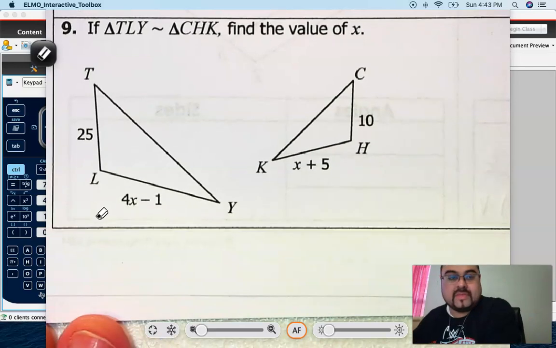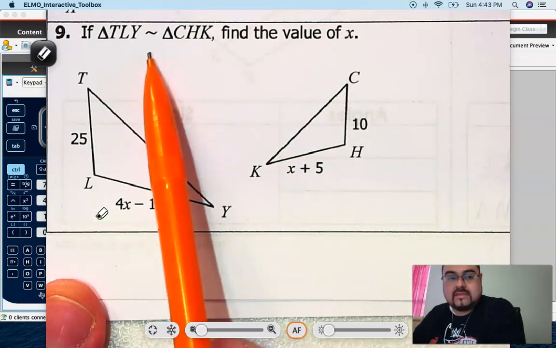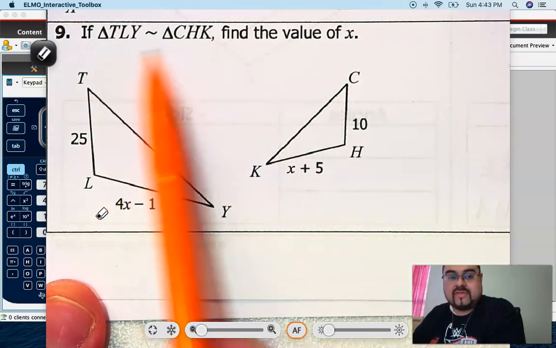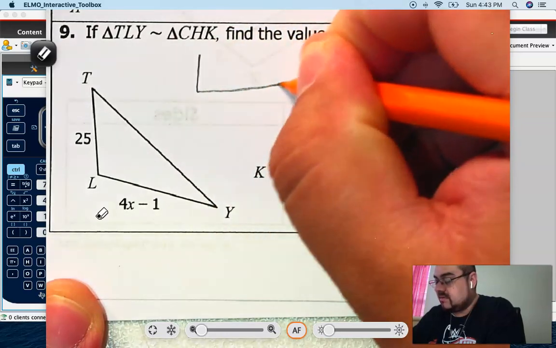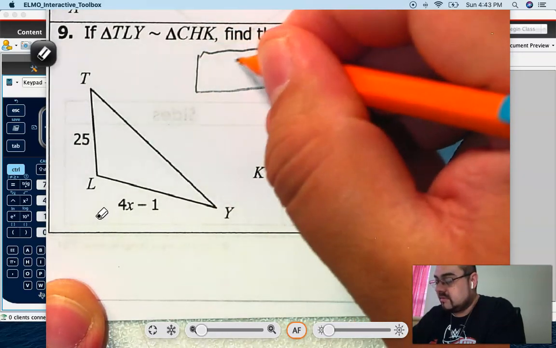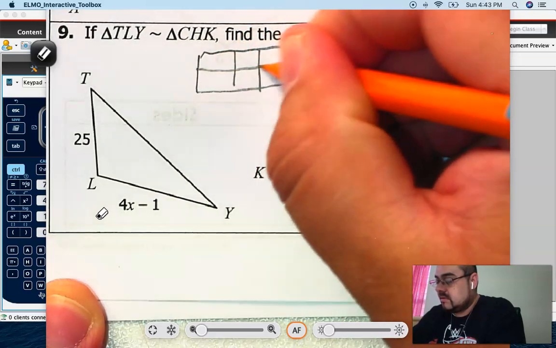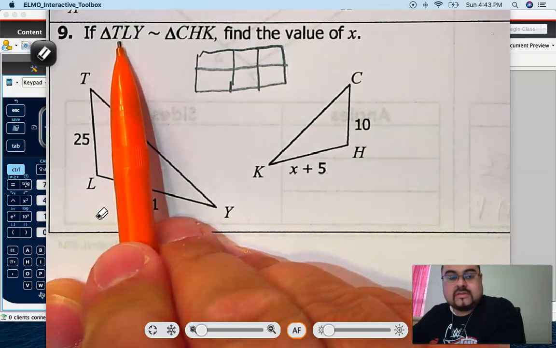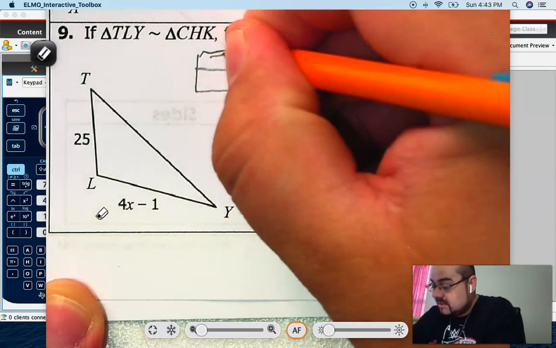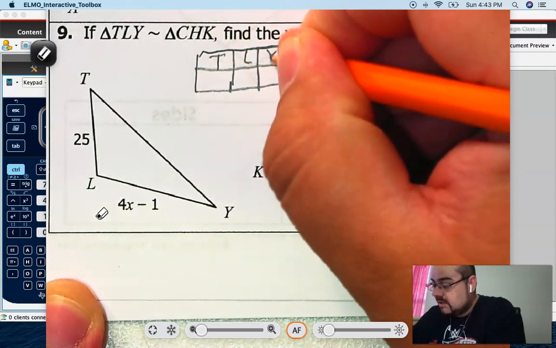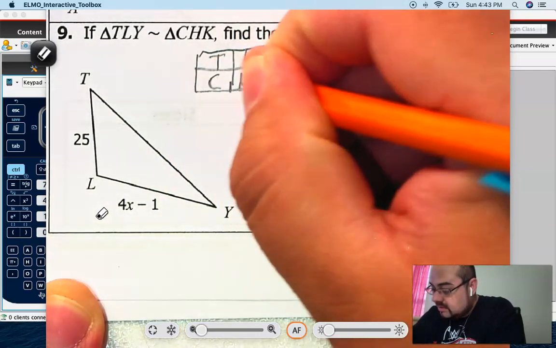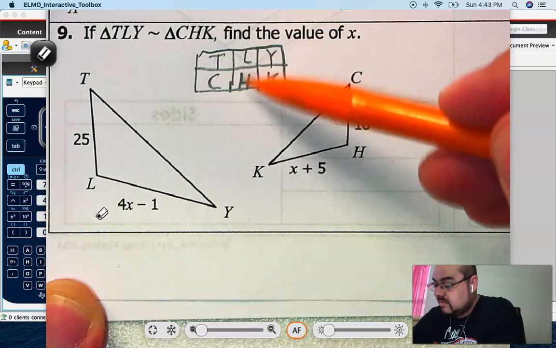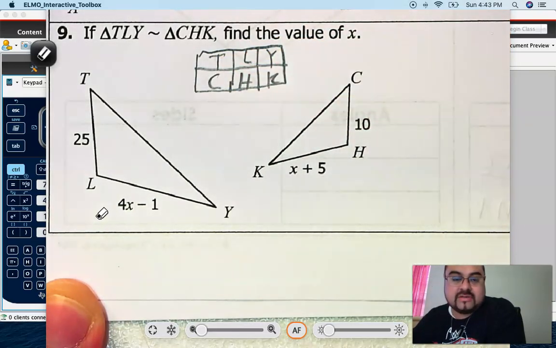All right, so anytime you see a statement like this right here, remember how powerful that statement is? I'm going to go ahead and set up my grid, just because I know that helps me organize my thoughts. Hopefully that helps you too. The first part of the statement I'm going to put in the top, TLY, and the second part of the statement, CHK, I'm going to put down here. And now I know what angles and what sides correspond to each other. And that's going to help me when I set up my proportion. That's what we're going to do here, is set up a proportion.